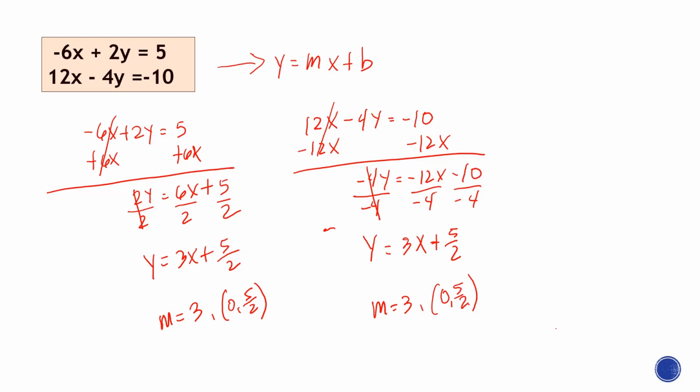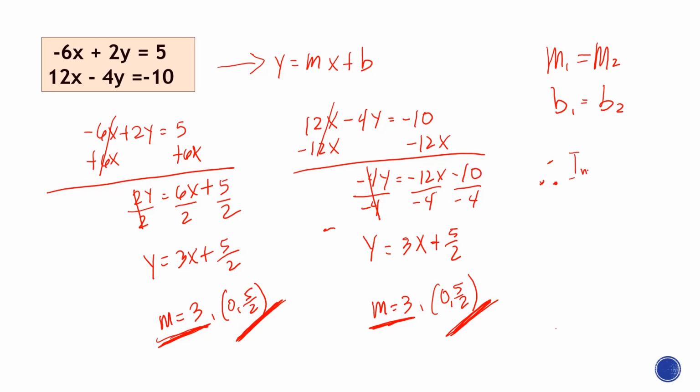Now let's compare the slopes. What do you notice? That's right. The slopes are equal. How about the y-intercepts? Look at that. They are also equal. So if the slopes are equal and the y-intercepts are also equal, then this system has infinitely many solutions. There you go.